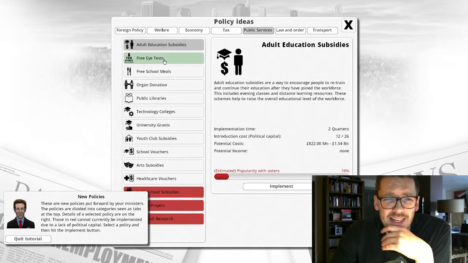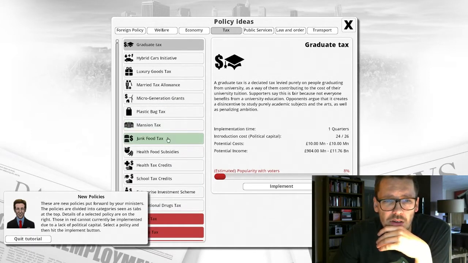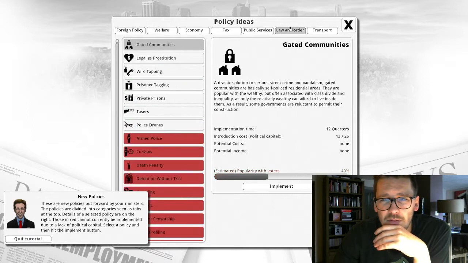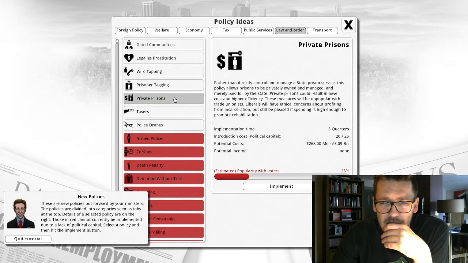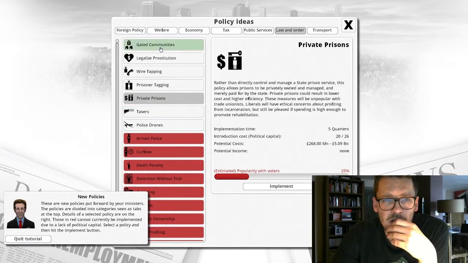So, free eye tests, is that really crazy? Art subsidies, well then we'd all go bankrupt. Junk food tax, we've seen that before. Law and order. Prisoner tagging. Private prisons. That will cost me billions of money.